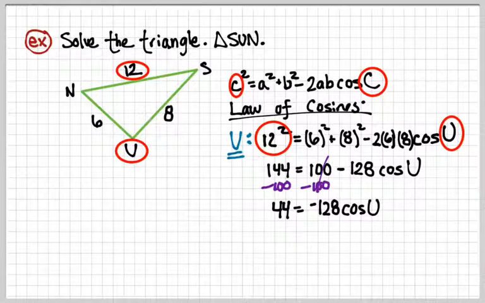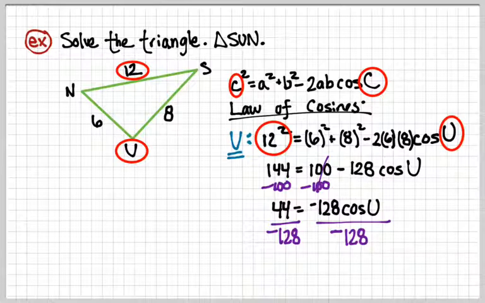Next move, go ahead and divide by negative 128, negative 128. And now we have this fraction, which I want you to leave like this, negative 44 over 128 equals cosine of U.